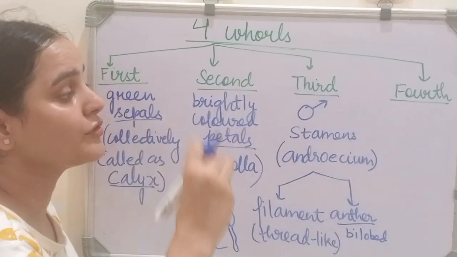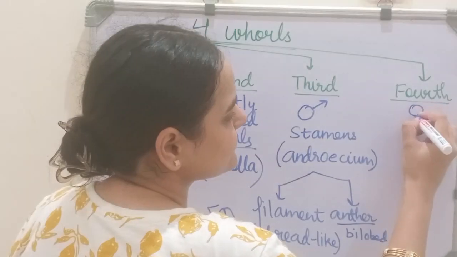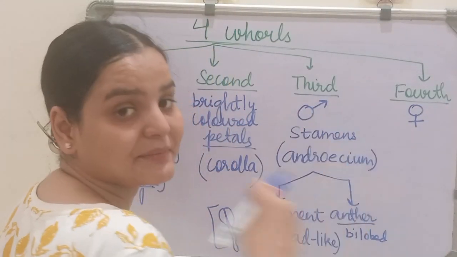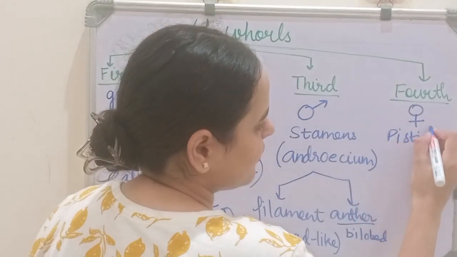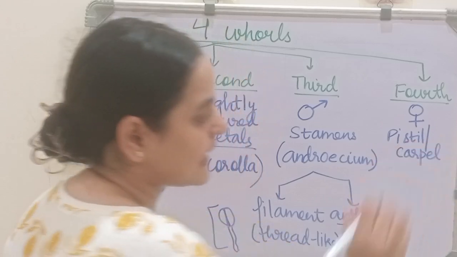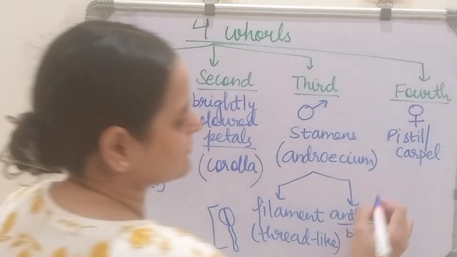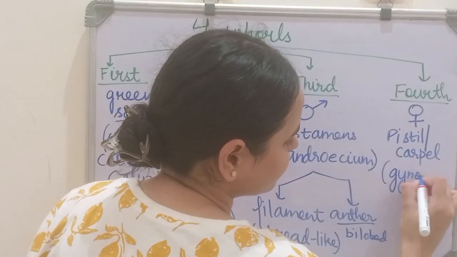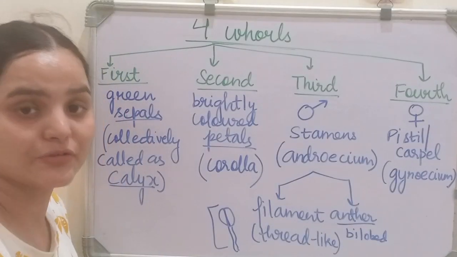Now the fourth whorl includes the female reproductive part, and this is the symbol for the female reproductive part. So the female reproductive part is known as pistil or carpel, and they are collectively known as gynoecium.